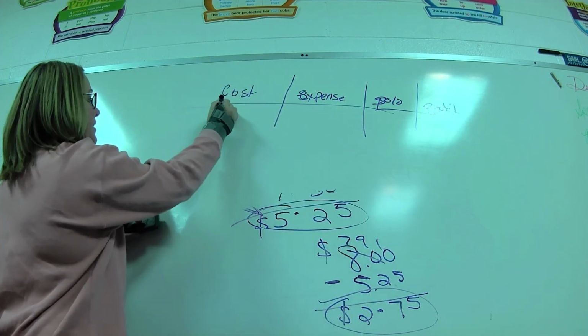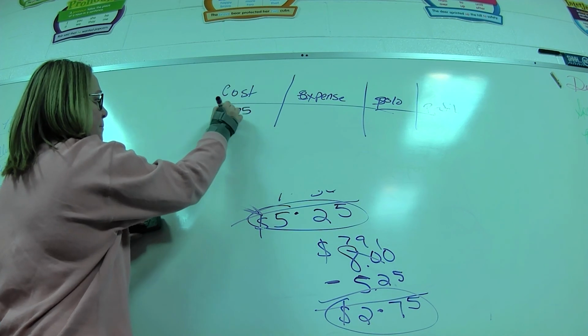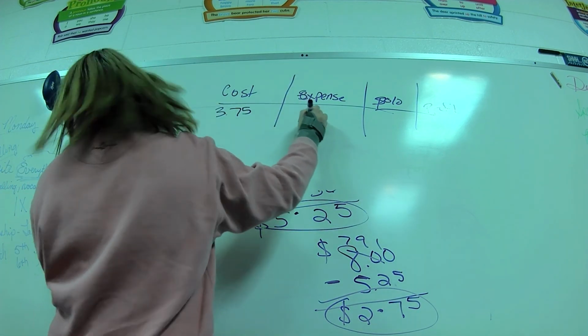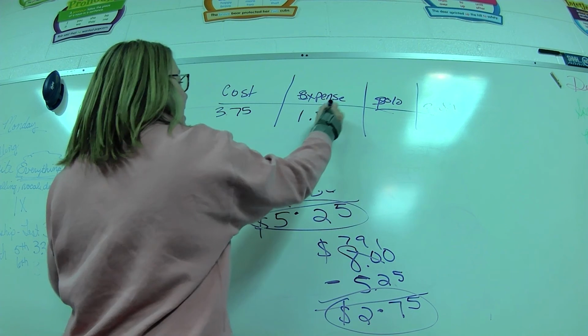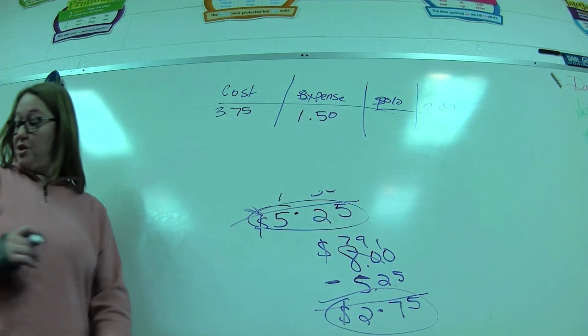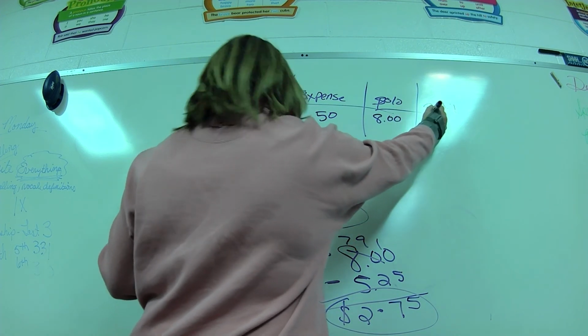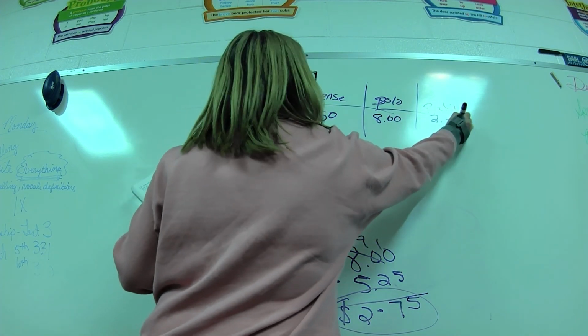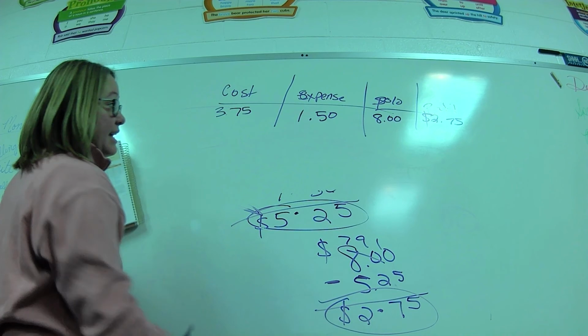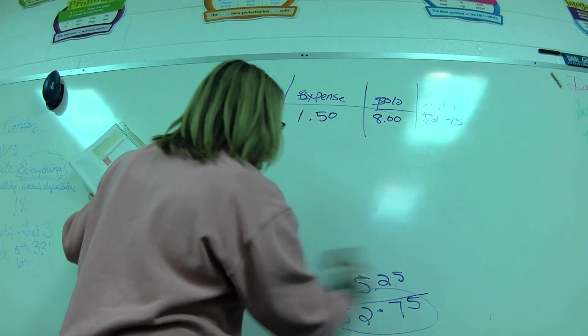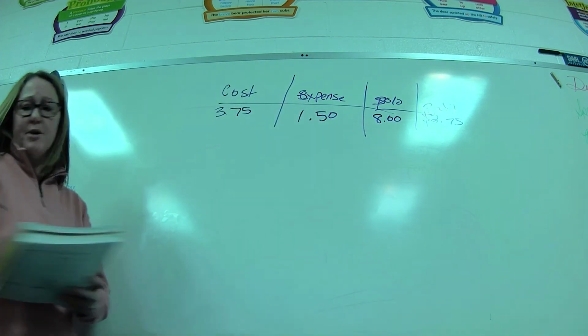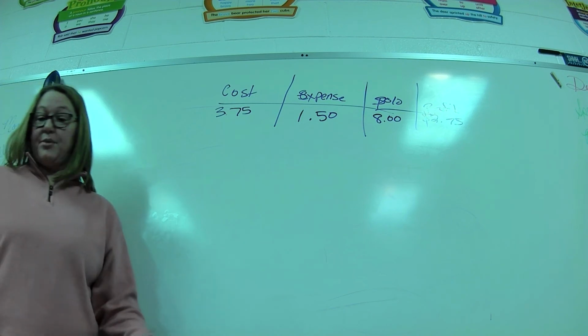He cost $3.75. He did $1.50 for expense. And it sold, selling price was $8. And he made $2.75. So if you need help filling in the chart like it is written, that's the idea of the chart. All right, so the next item you're going to buy is a throw pillow.